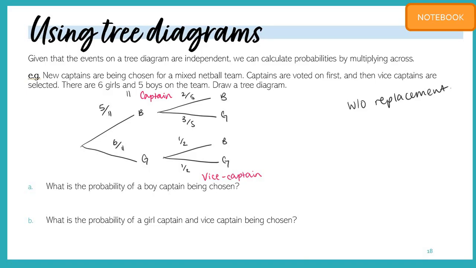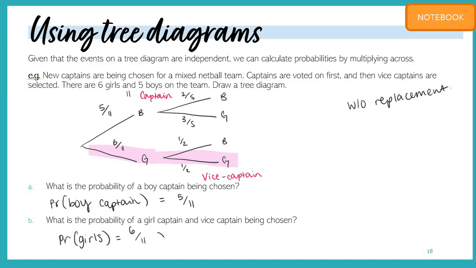Okay. So what's the probability of a boy captain being chosen? We're just looking at that first branch, okay, because we're just looking at the captain side of things. And so for the boy captain, that's going to be a 5 in 11 chance. Now, the probability of a girl captain and vice captain being chosen, we're going to follow the 2 girl branches on this side. And we're going to multiply those together. So it's going to be 6 over 11 times 1 over 2. Okay, 2 and 6 would cross cancel, giving me 3 over 11 being the probability there. So if you can understand that tree diagram, you are set for all tree diagrams we can throw at you.